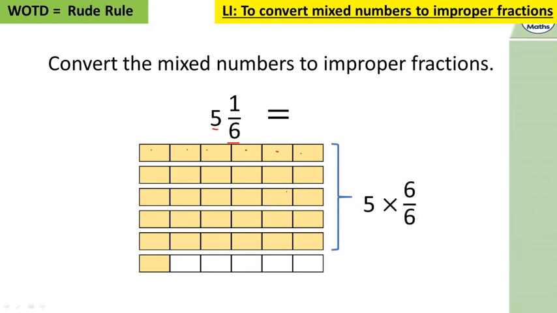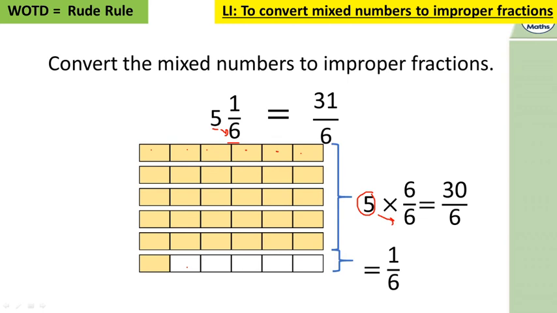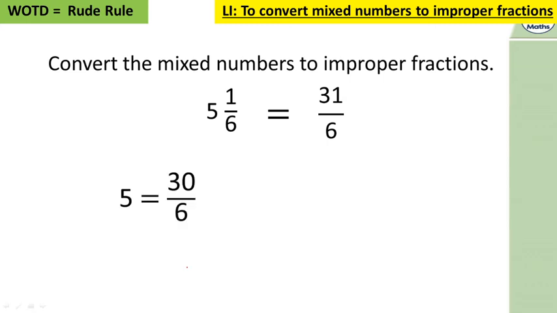So here we have 5 lots of 6 sixths, which is 30 sixths. You can get that by adding them, 6 plus 6 plus 6 plus 6 plus 6, which is 30, or you can do 5 multiplied by the number at the bottom, which is 30. And then you've got your 1 sixth. So 5 times 6 is 30, add 1, it's 31 sixths. So you can draw them out and count them, or you can do whole number times denominator, add numerator. Different methods, same answer.